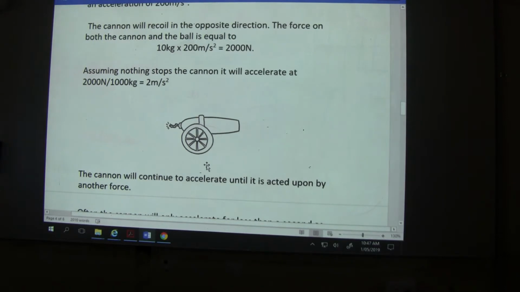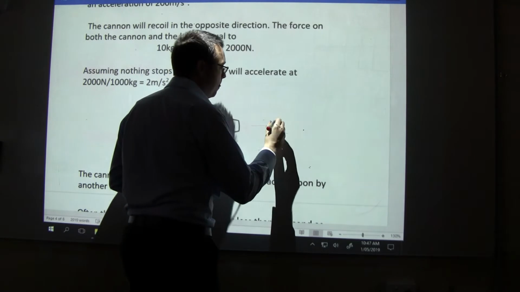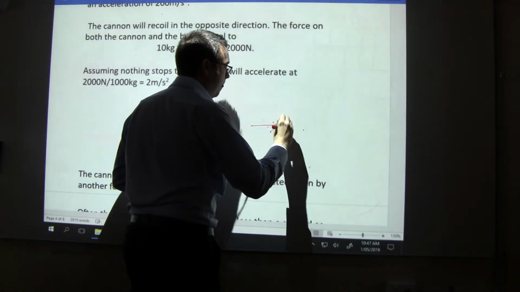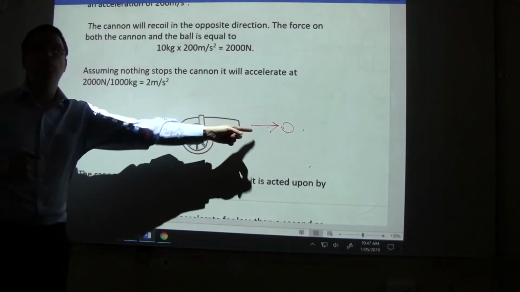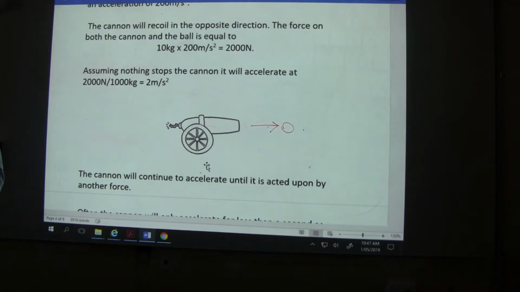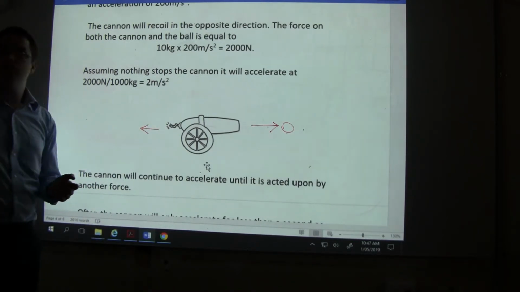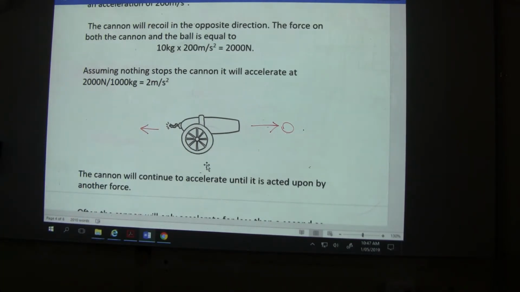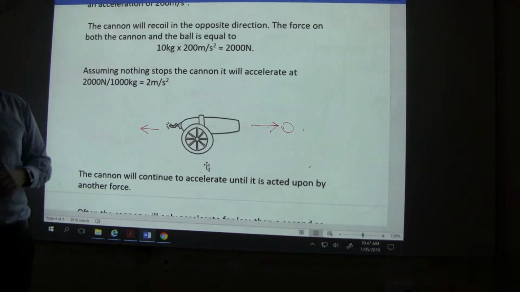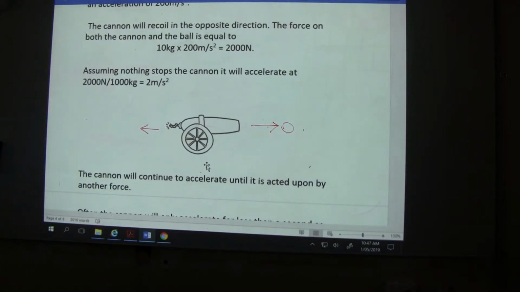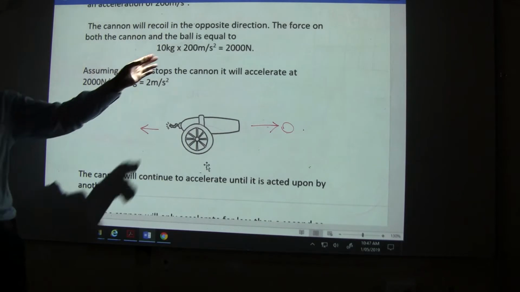The cannon will recoil in the opposite direction. So the cannonball goes this way, right? And then if the cannonball is going that way, what has to happen to the cannon? Goes the other way. Does anyone know what that's called, when you have a gun that forces the force back into your arm? What's that called? Recoil. That's exactly right. The cannon will recoil in the opposite direction. The force of both the cannon and the cannonball is 2,000 newtons.